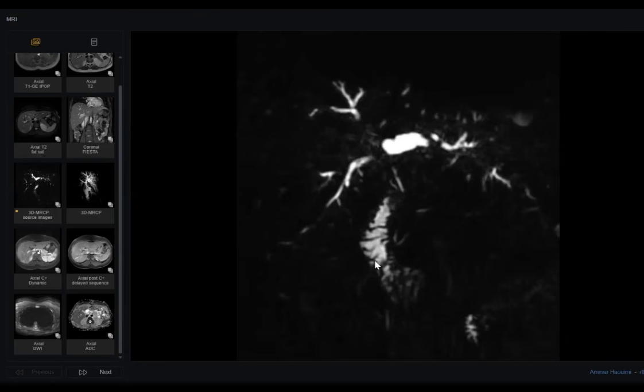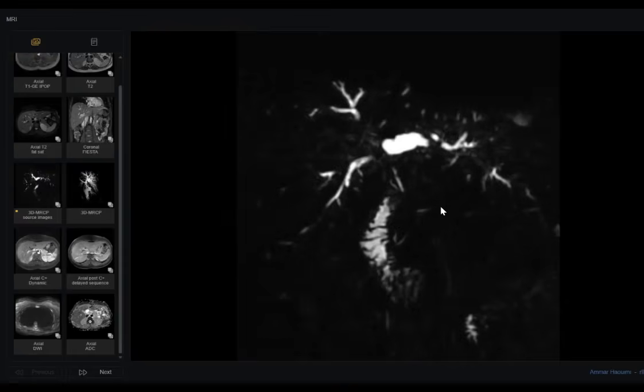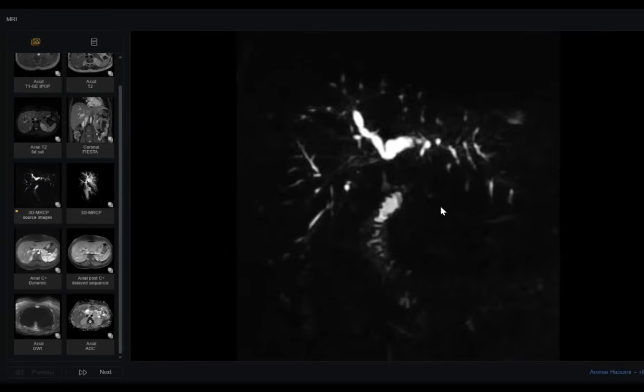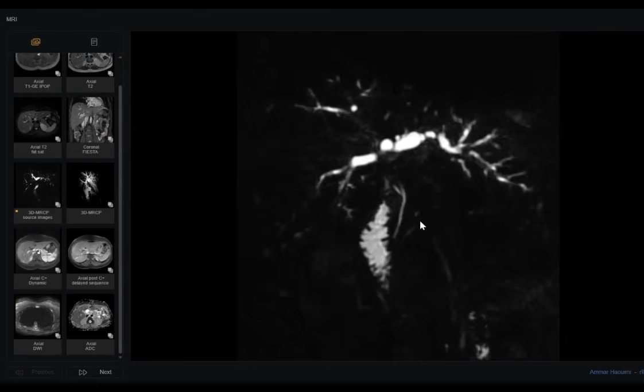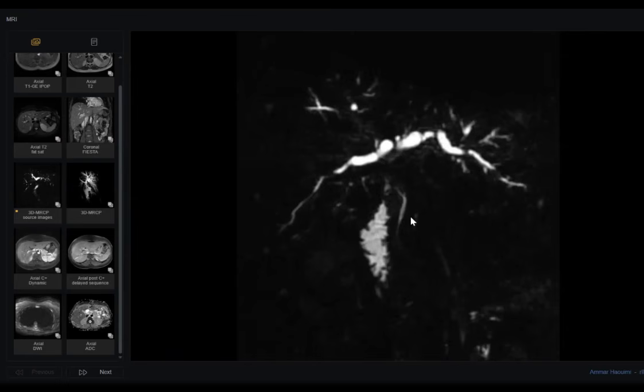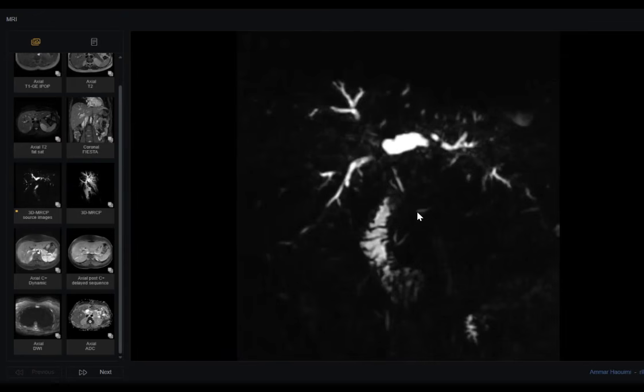What is this? This is the pancreatic duct we must follow. Also, we can rule out any pancreatic divisum through this pancreatic duct. If there is joining here, fine. If this joining is not present, then you must suspect pancreatic divisum.